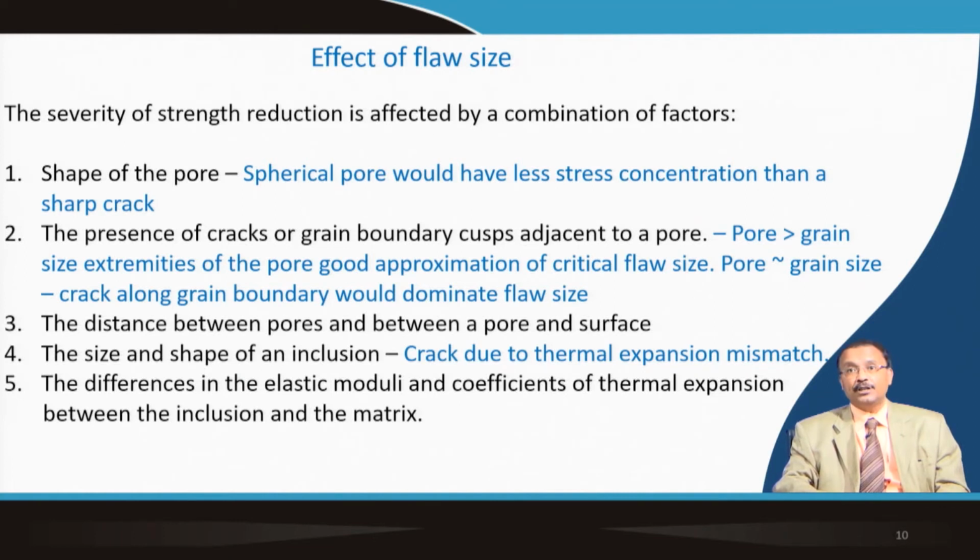The size and shape of the inclusion inside the ceramic is important, particularly if the inclusion has a very different thermal expansion coefficient as compared to the original ceramic. Due to the thermal mismatch, microcracks will be generated, and the differences in elastic modulus and coefficient of thermal expansion between the inclusion and the matrix will also contribute to a lower strength value.